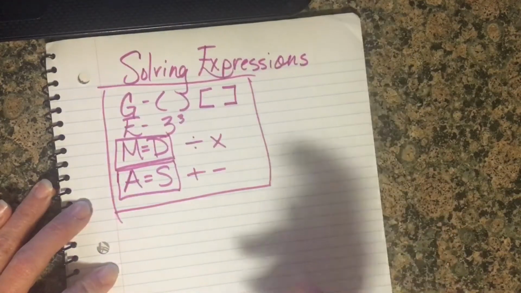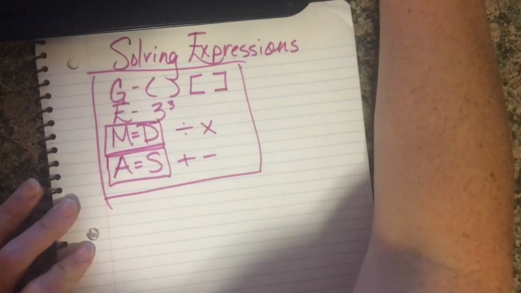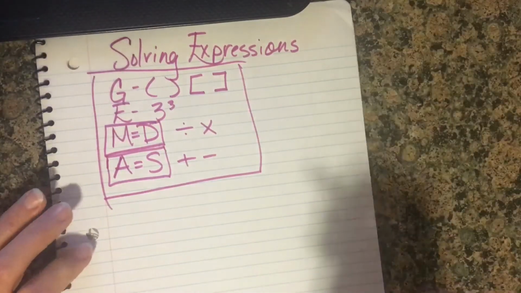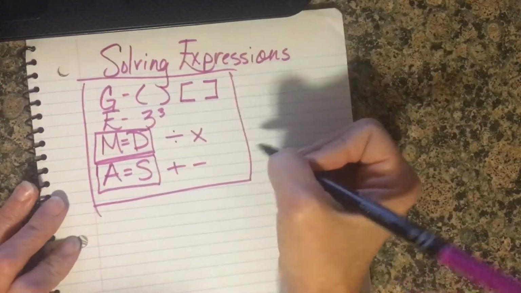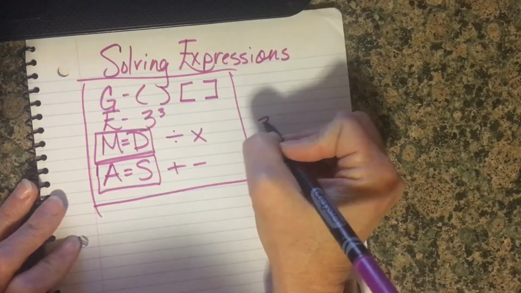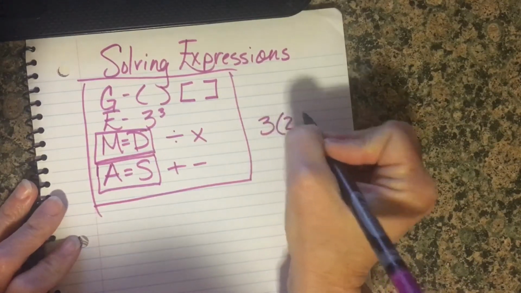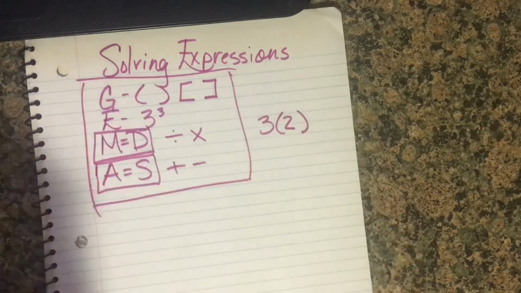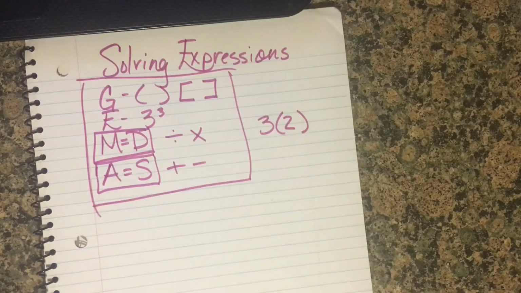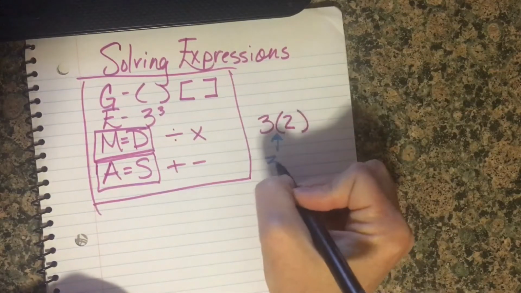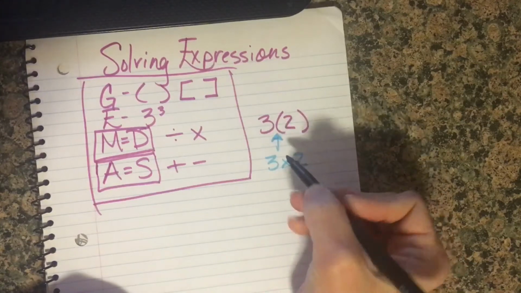So for this, I'm going to show you a couple of examples with grouping symbols so you can see what the problems will look like before you solve. Also, I wanted to point out sometimes you're going to see problems like this. When you see a number and another number separated by parentheses, this means multiplication. This is 3 times 2.